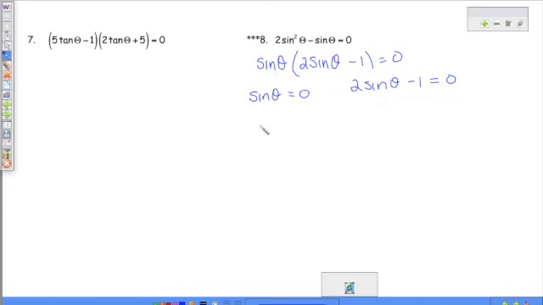So where is sine equal to 0? Well, sine is my y coordinate, so I know that happens at one of these special points here. So where is the y coordinate 0? Right there and right there. So we're still in degrees.